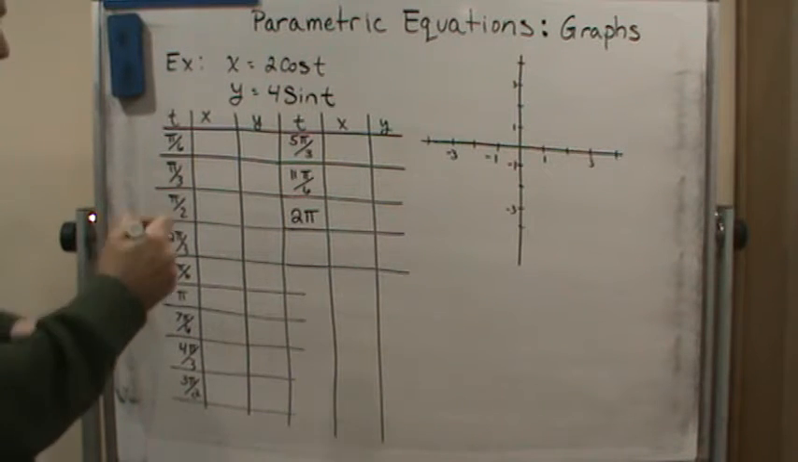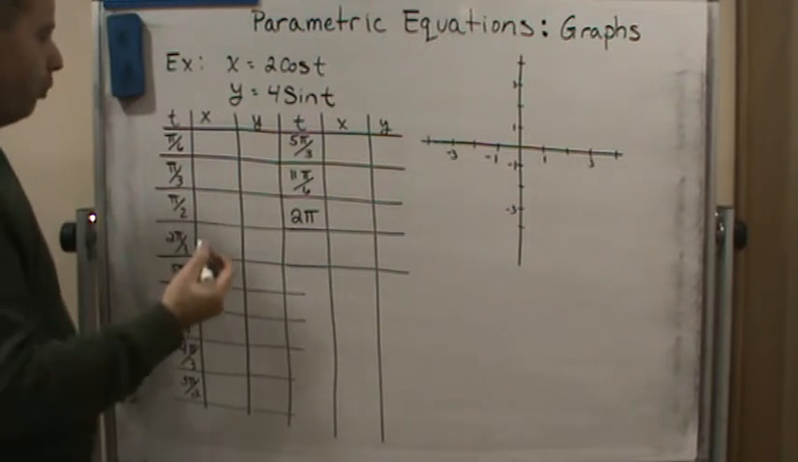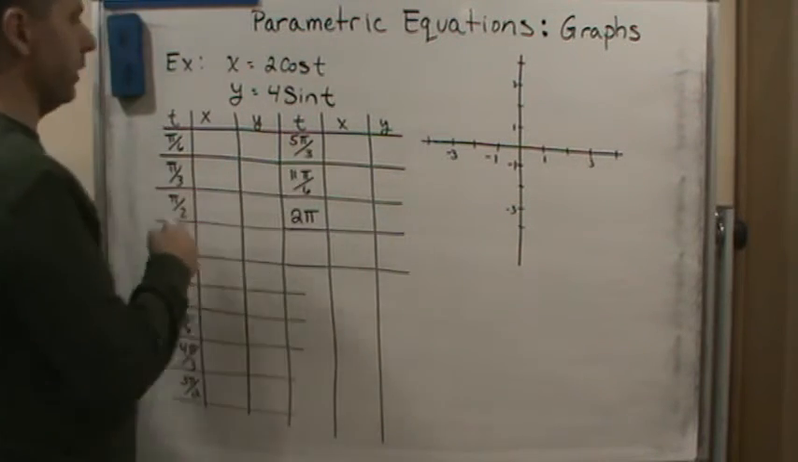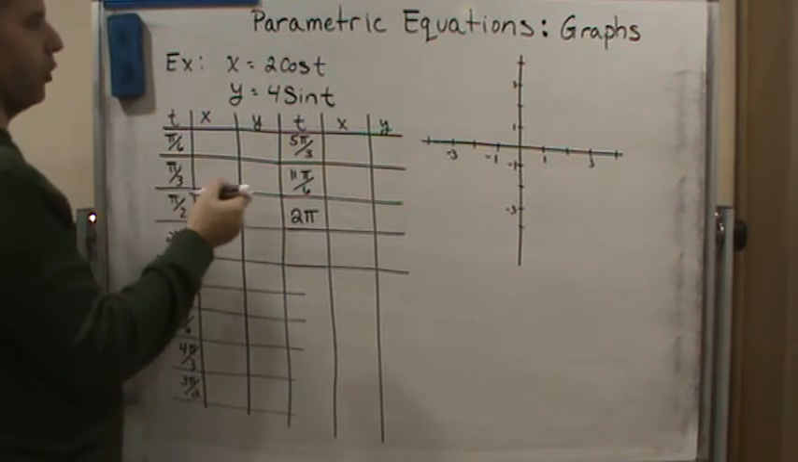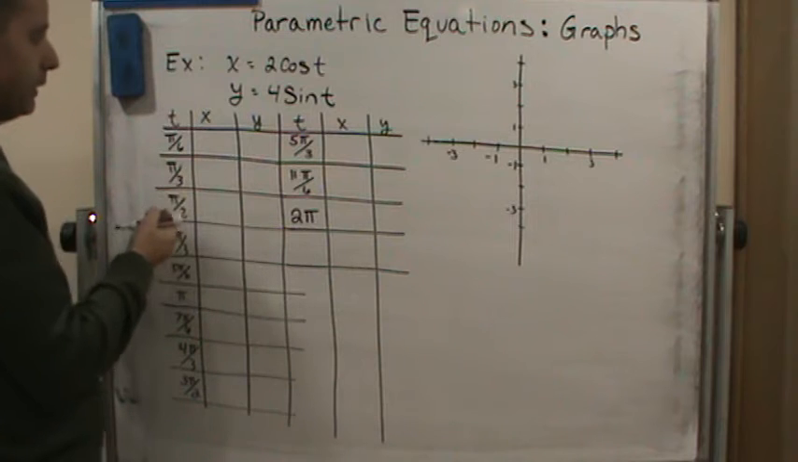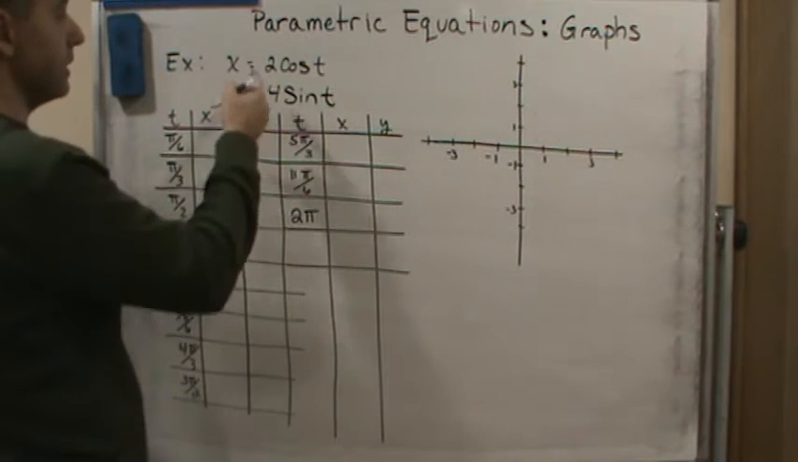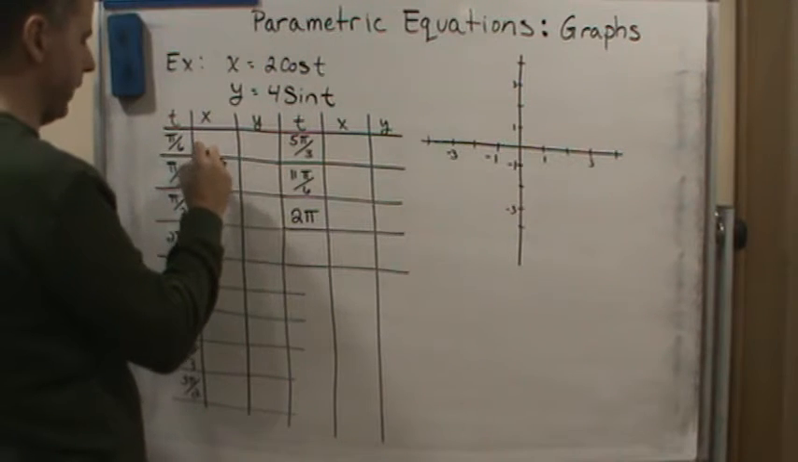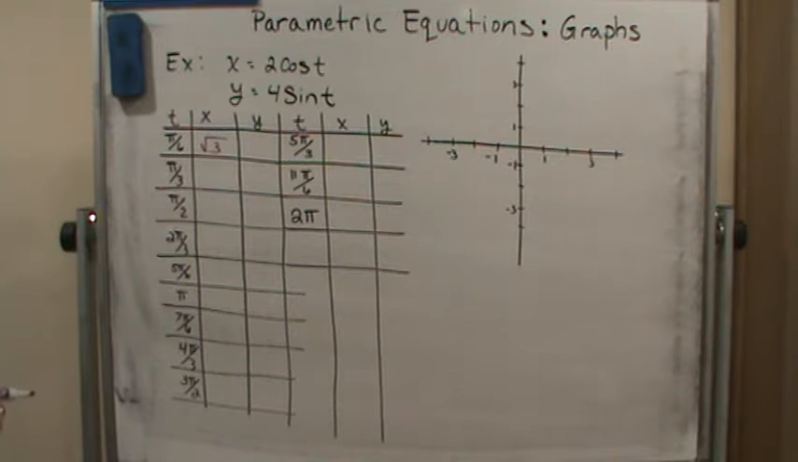So now, pi over 6. Cosine of pi over 6 is what? So we're in the first quadrant, so it's positive. So cosine and sine are both positive. So cosine of pi over 6 is going to be the square root of 3 over 2 times 2, which is just going to be the square root of 3. So that's going to be the square root of 3, or approximately, what is it, 1.73, right?